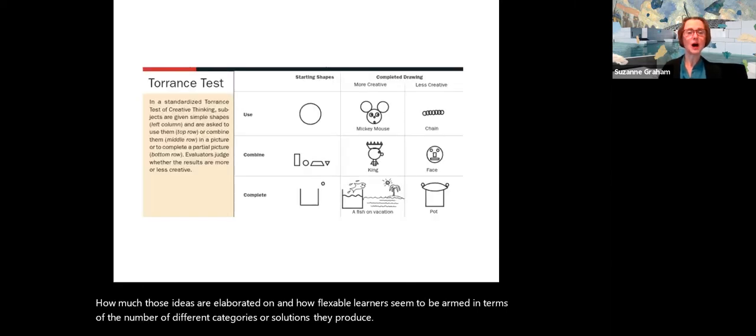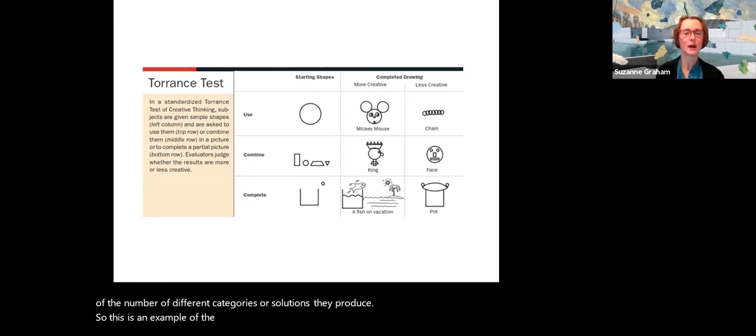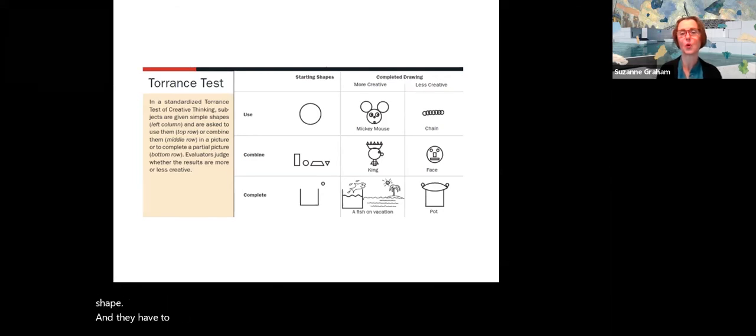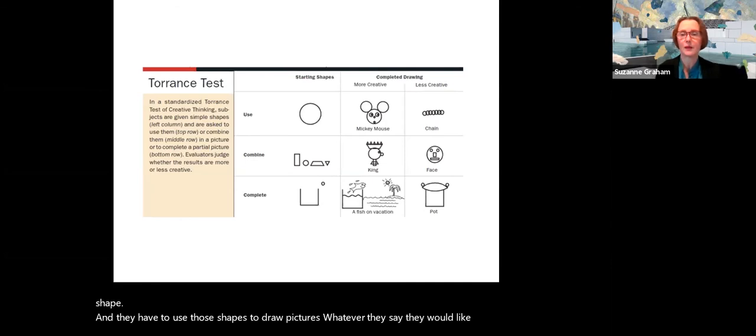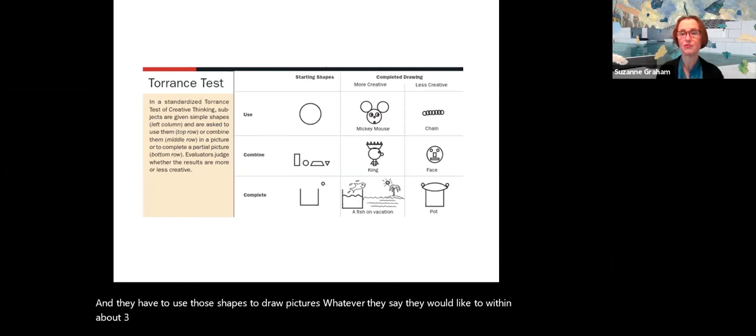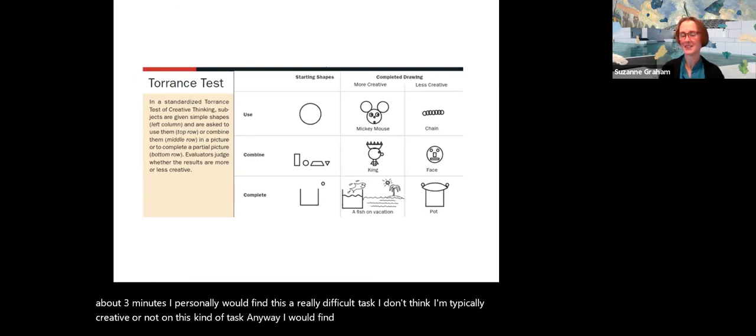So this is an example of the kind of things that learners might have to do. They are given a shape and they have to use those shapes to draw pictures, whatever they would like to, within about 3 minutes. I personally would find this a really difficult task. I don't think I'm particularly creative, not on this kind of task anyway. I would find this particularly difficult, but it's a very well-established test, and it gave us some interesting findings.